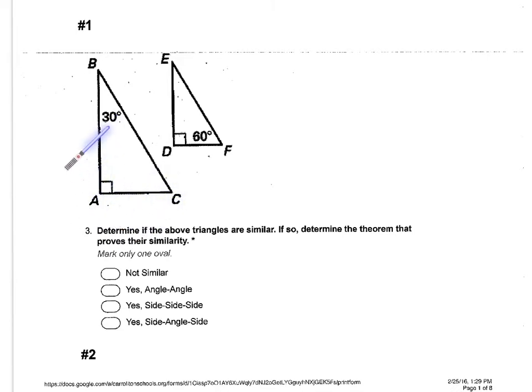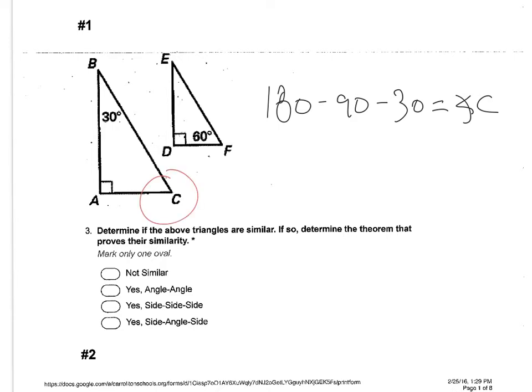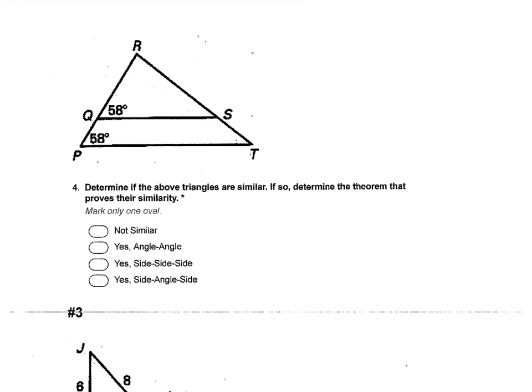Maybe take these two and subtract them from 180 degrees. So I'd take 180 minus 90 minus 30. That's going to equal angle C. I'd want to figure this guy out first. Or you could figure out angle E doing the same thing. You would just take 180 minus 90 minus 60 equals angle E. I'd make sure all the angles matched up. You determine which theorem it is or if it's none. So that's number 1. Okay, gang, here's number 2.